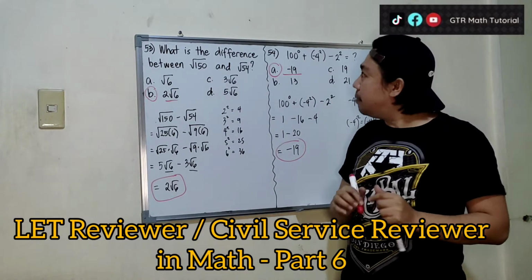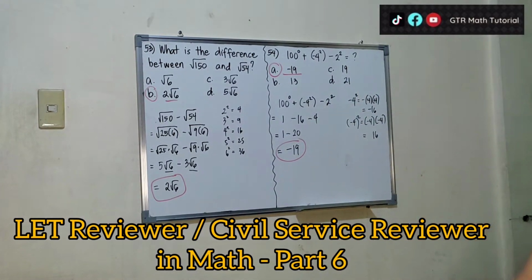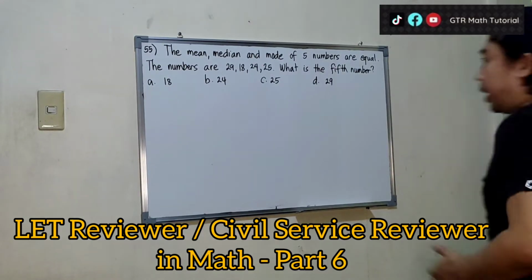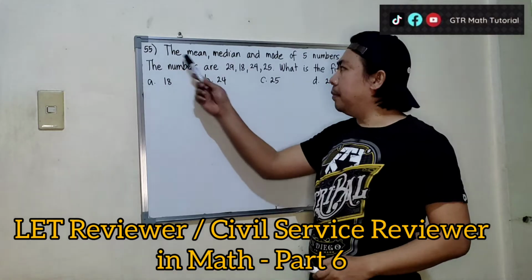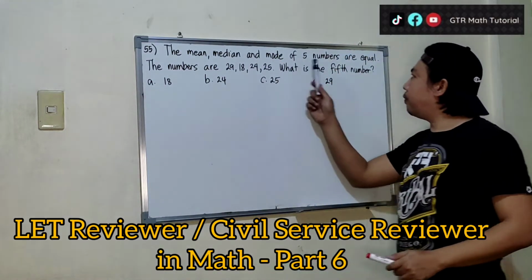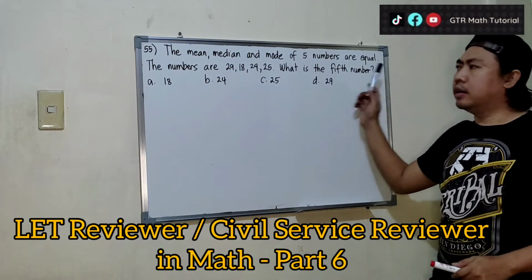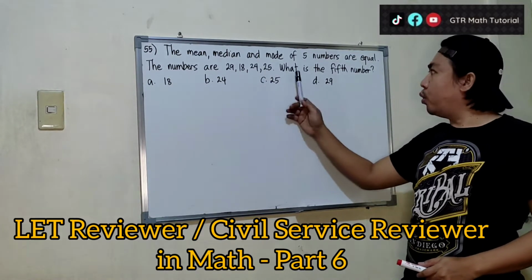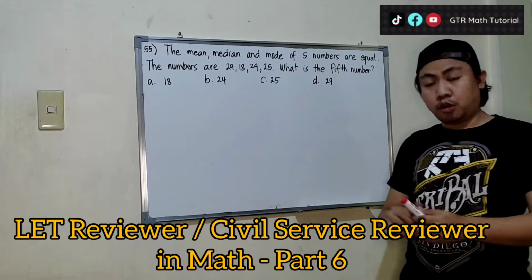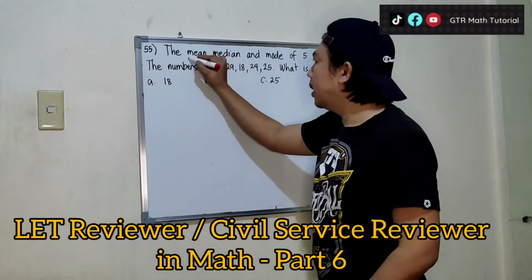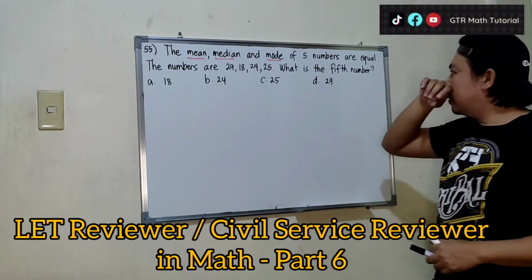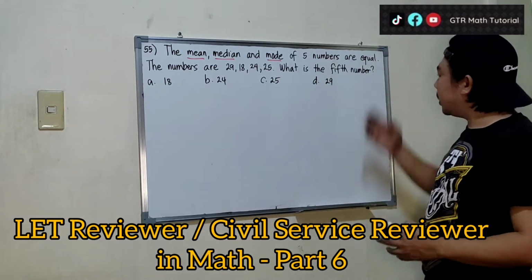Okay, so next number, 55. Okay, number 55. The mean, median, and mode of 5 numbers are equal. So the numbers are 29, 18, 24, and 25. So what is the fifth number? So pare-parehas daw ang ating mean, median, and mode. So what is the fifth number?